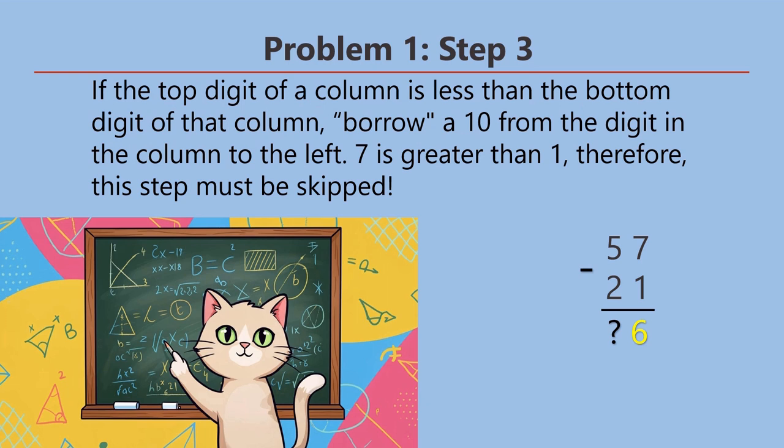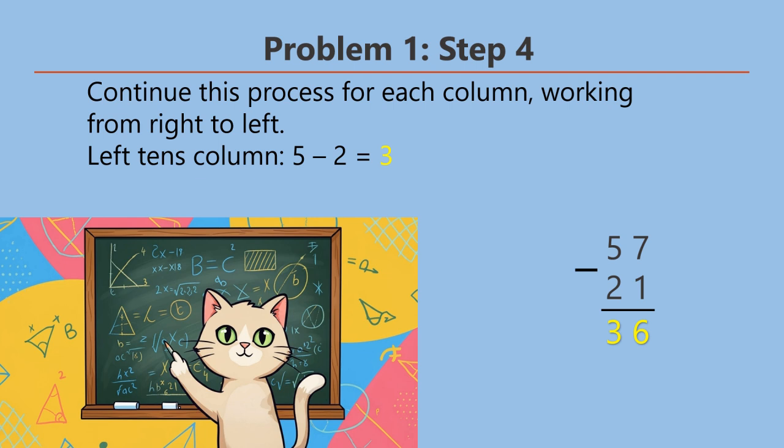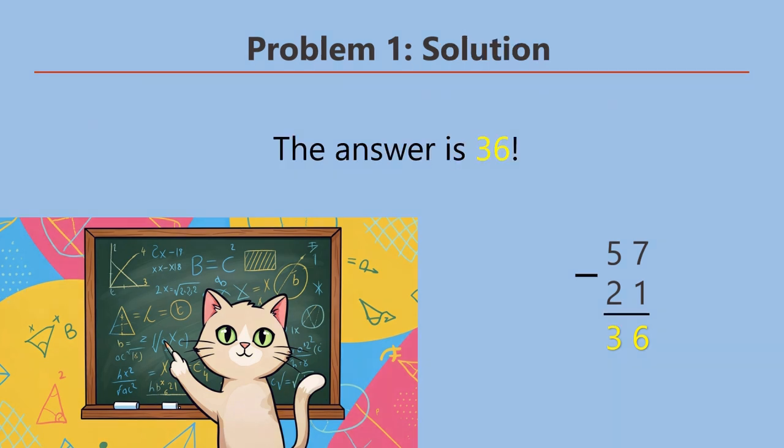Step 3. If the top digit of a column is less than the bottom digit of that column, borrow a 10 from the digit in the column to the left. 7 is greater than 1, therefore this step must be skipped. Step 4. Continue this process for each column, working from right to left. In the tens column on the left, 5 minus 2 is equal to 3. The answer to problem 1 is 36.